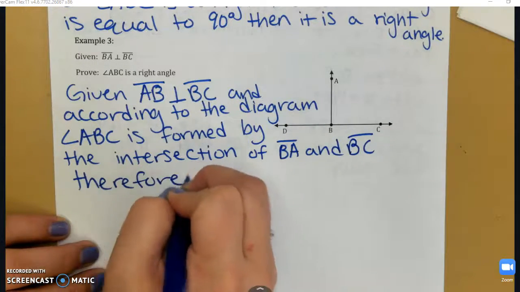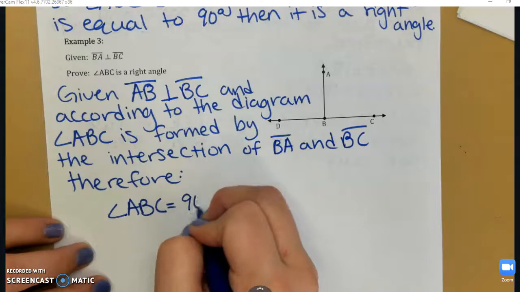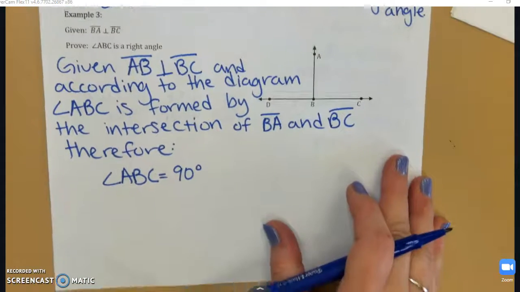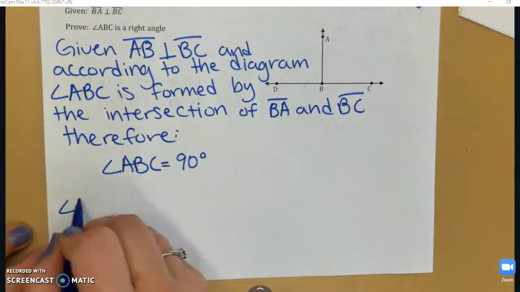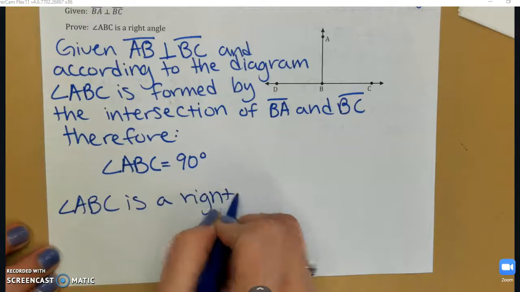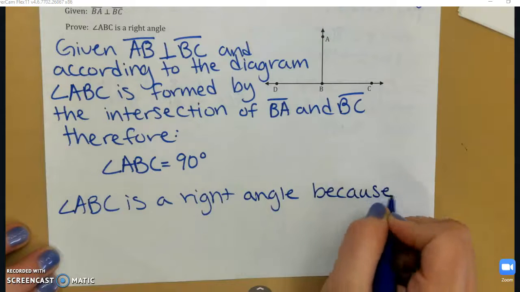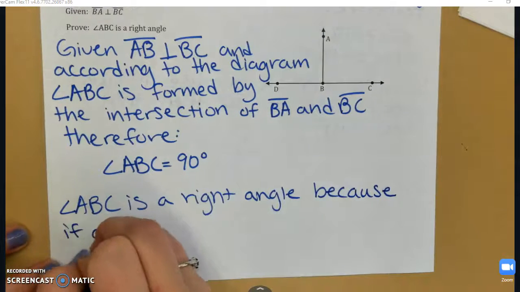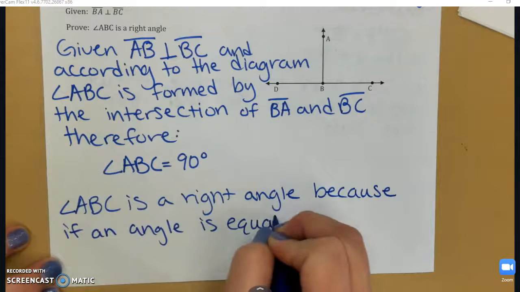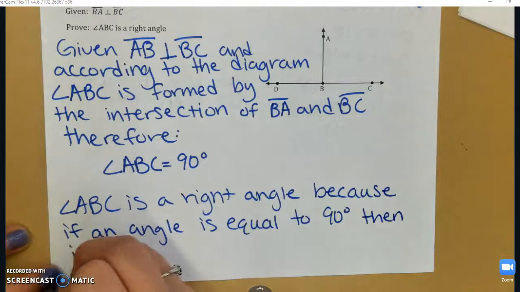So therefore, I know that angle ABC is 90 degrees because perpendicular segments intersect at right angles. So I have now shown that angle ABC is a right angle because if an angle is equal to 90 degrees, then it is a right angle.